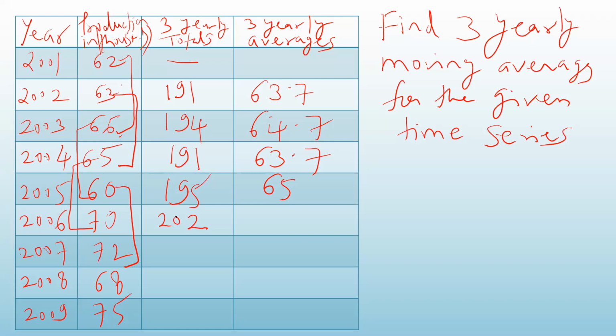Divide by 3 will give me the average, that is 67.3. Okay. Now the next one, for the year 2007. I have to leave this 60. I'll take 70, 72 and 68. So 70 plus 72 plus 68 gives me 210. Divide by 3 will give me 70.